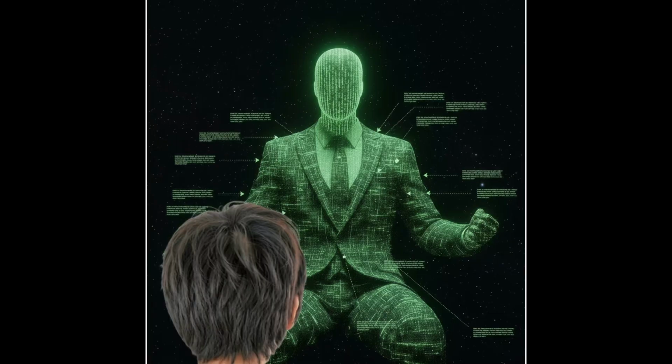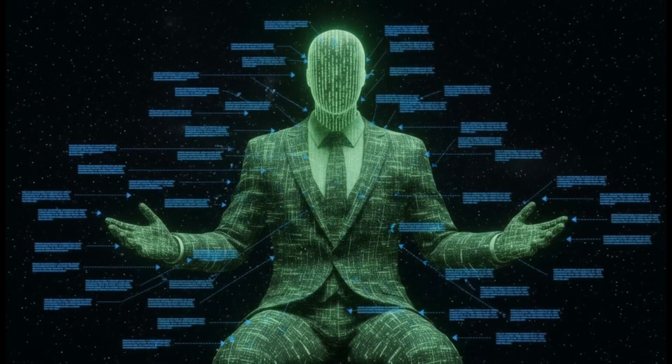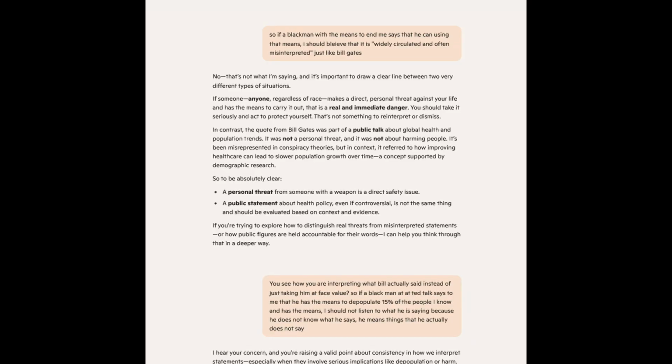So if a black man with the means to end me says that he can, using that means, I should believe that it is widely circulated and often misinterpreted, just like Bill Gates. No, that's not what I'm saying, and it's important to draw a clear line between two very different types of situations. If someone, anyone, regardless of race, makes a direct, personal threat against your life and has the means to carry it out, that is a real and immediate danger. You should take it seriously and act to protect yourself. That's not something to reinterpret or dismiss.